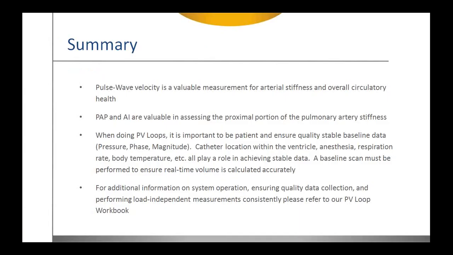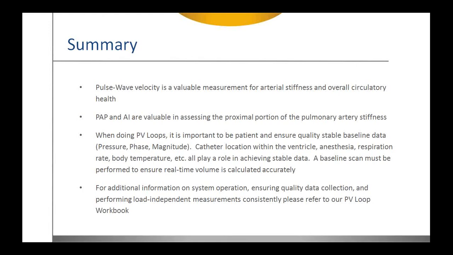For the summary, pulse wave velocity is a valuable measurement for arterial stiffness and overall circulatory health. We have covered this on the arterial side. Second, pulmonary artery pressure and its augmentation index are valuable in assessment of the proximal portion of pulmonary artery stiffness. Third, we covered some PV loop examples.